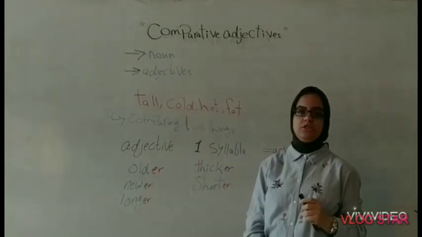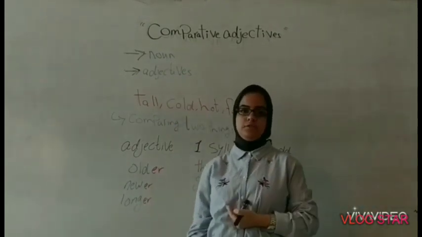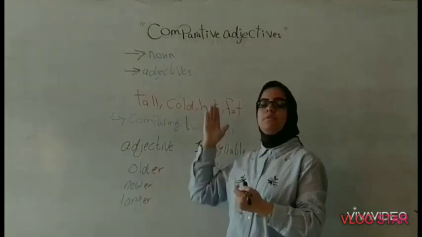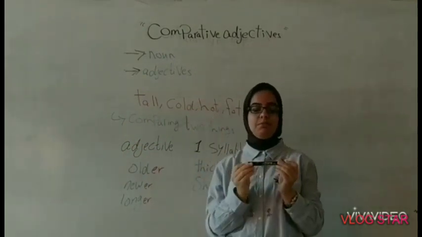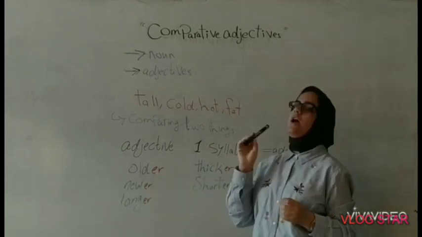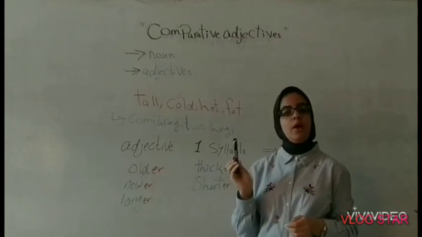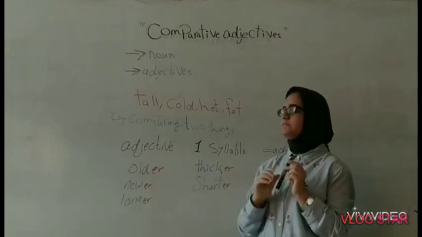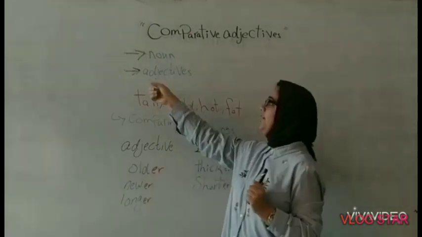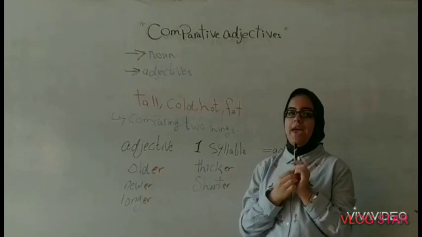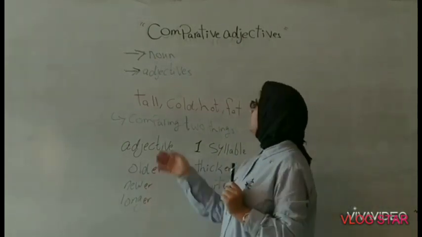Number two, the adjectives. What are the adjectives? They are words we use to describe the noun. For example, as I said before, I have here a marker. So this marker is a noun. I want to describe this marker, so I say, I have a black marker. So this marker is black. So black here is an adjective. I describe the marker as black.